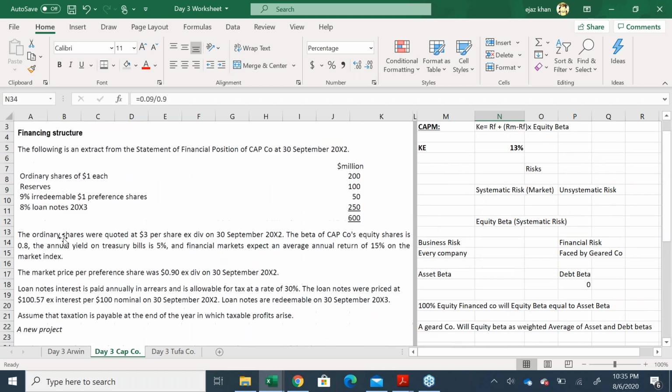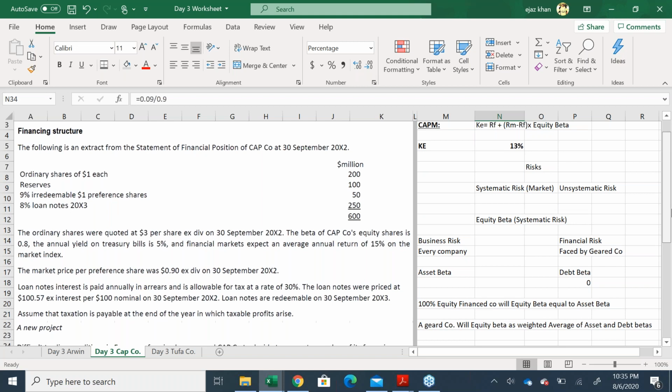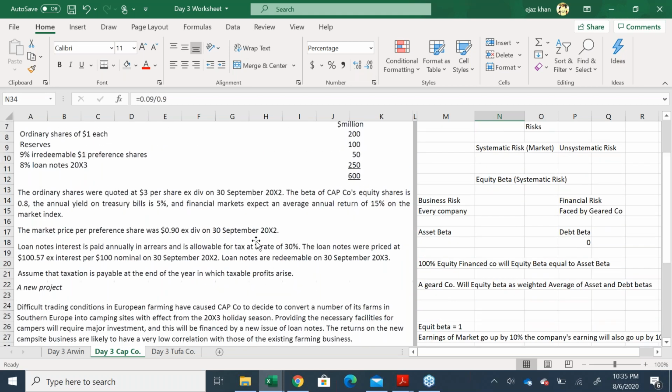Then comes the 8% loan notes. Okay, and it is redeemable in 2003. Okay, and it's September 2002 now. Loan notes interest is paid annually in arrear and is allowable for tax at a rate of 30%. The loan notes were priced at 105.7 ex interest per 100 nominal on September 2002. Loan notes are redeemable on 30th September 2003.